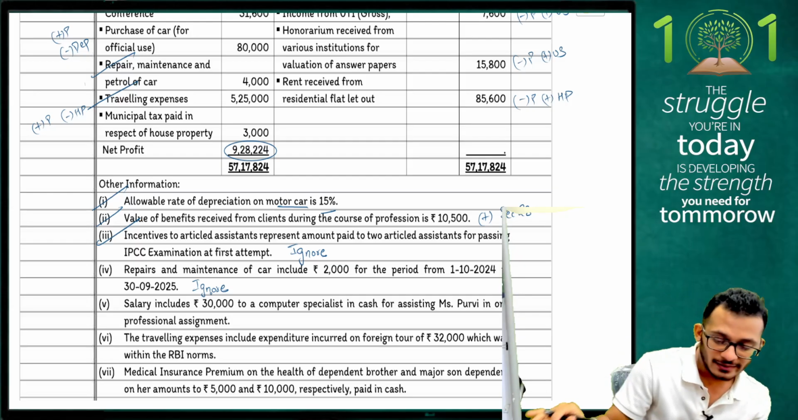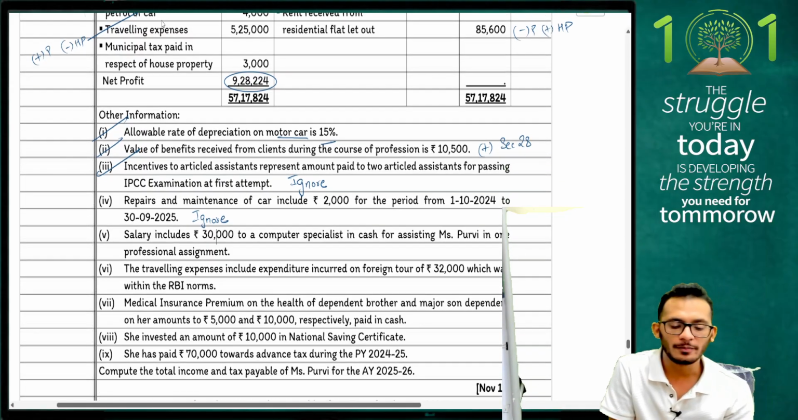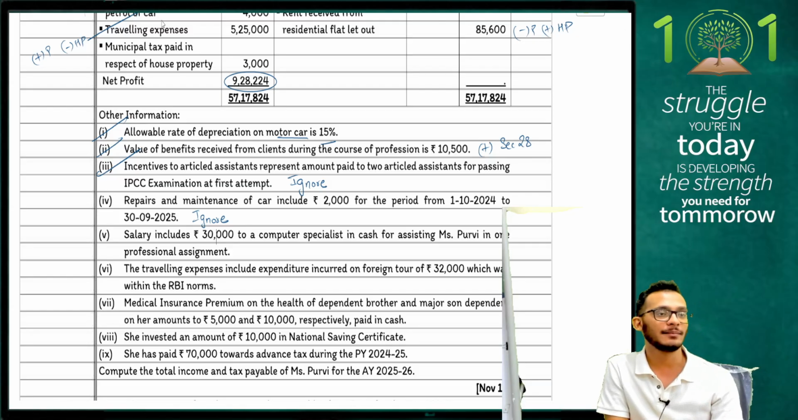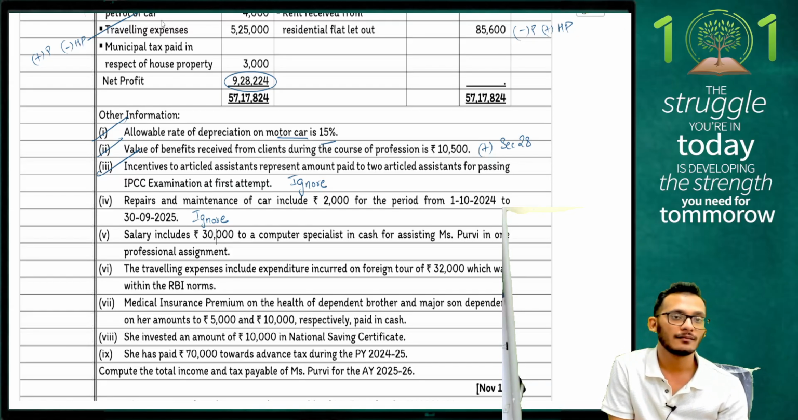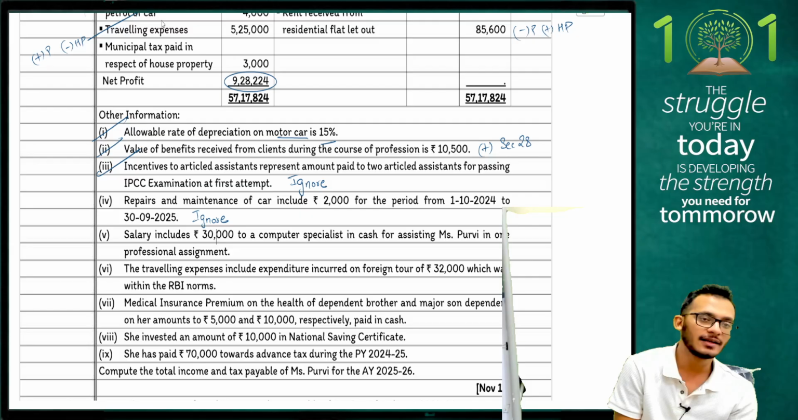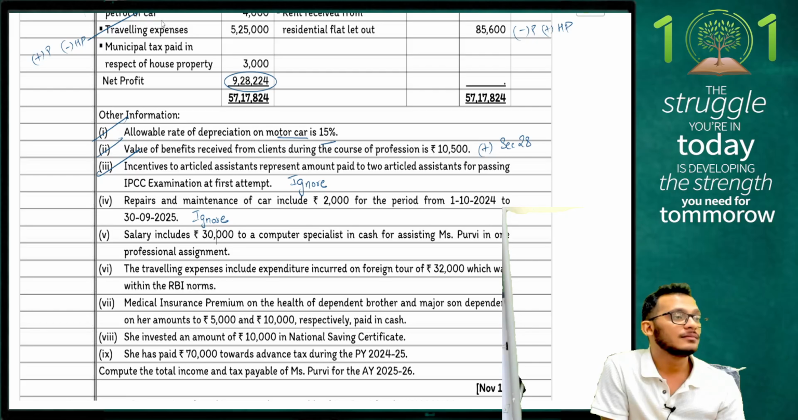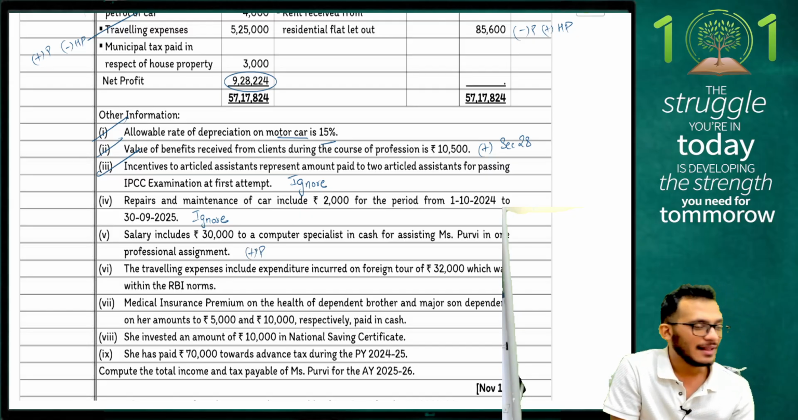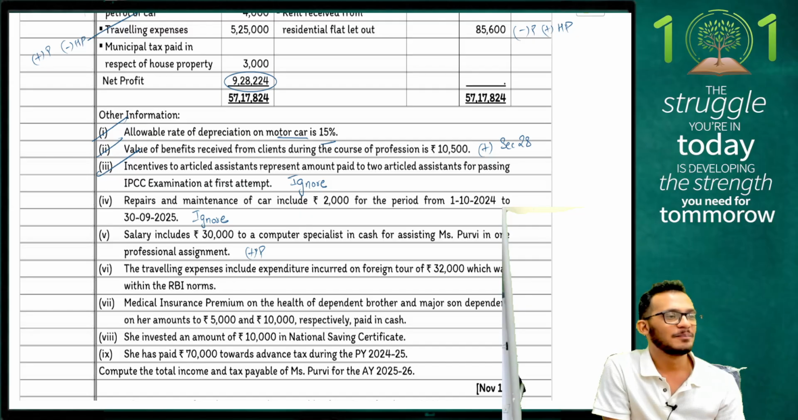Be careful. Next, I have salary including 30,000 rupees to a computer specialist in cash for assisting Mrs. Purvi on a professional assignment. He has already booked it in the current year. Yes, I have paid 30,000 rupees in cash to a computer specialist for special assignment. I will disallow, more than 10,000 per person per day.